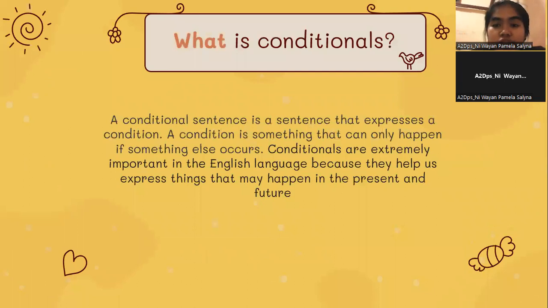First is, what is conditionals? A conditional sentence is a sentence that expresses a condition. A condition is something that can only happen if something else occurs. Conditionals are extremely important in the English language because they help us express things that may happen in the present and future.